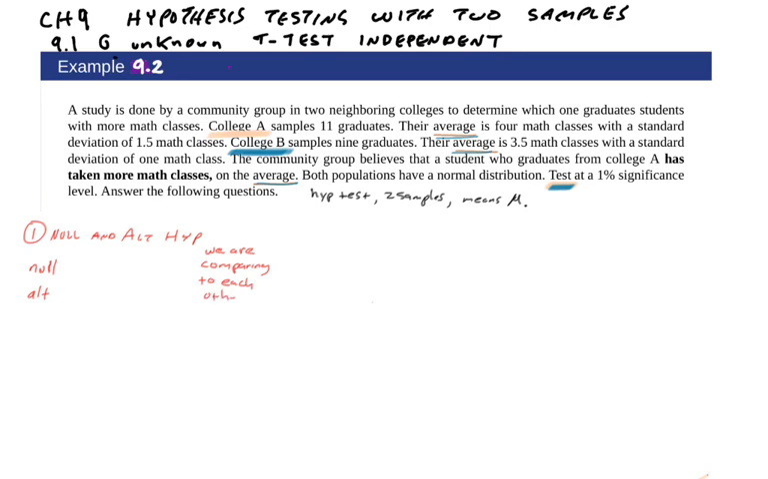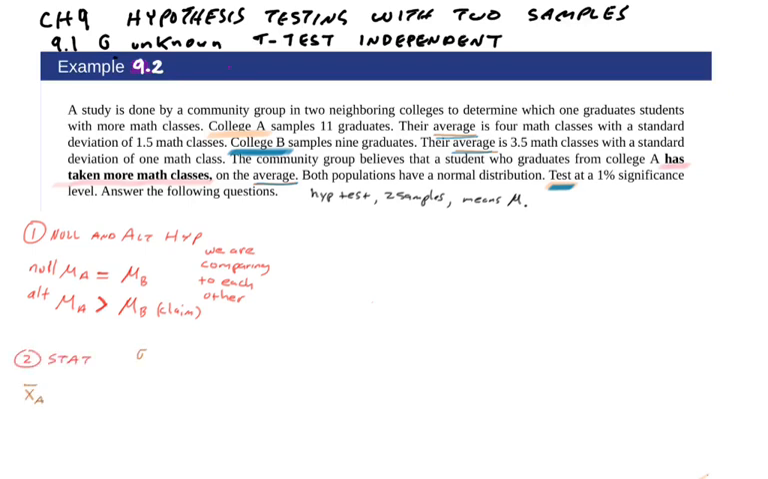We are comparing two groups to each other here, college A and college B. So we're going to have mu A and mu B. You could call it mu 1 or mu 2, whatever you like. I like using subscripts of letters to compare those here. We're saying that college A has taken more classes. So that's going to be our claim right there, that the average of A is greater than that average of B. I'll put my little note there. And by default, the null is going to get equals.